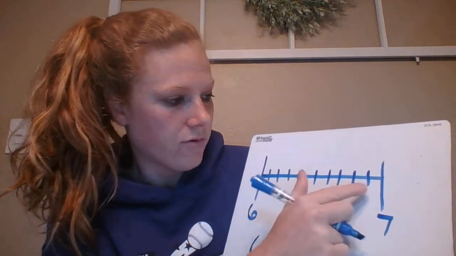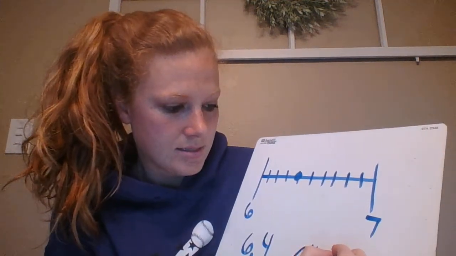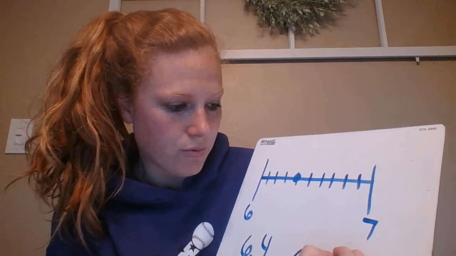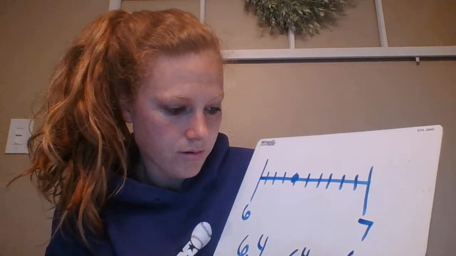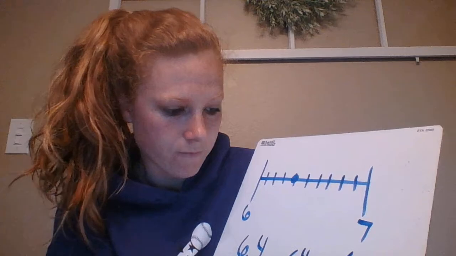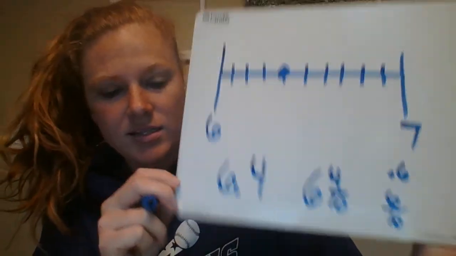And finally, if I were to go to 7, how many more tenths would I need? 1, 2, 3, 4, 5, 6. 6/10, so I could either write it as 0.6 or 6/10. Today's lesson in the book was supposed to be a chart, so it's easier to see where you would have been putting these things, but because we're doing this online, you're just going to write it underneath your number line.